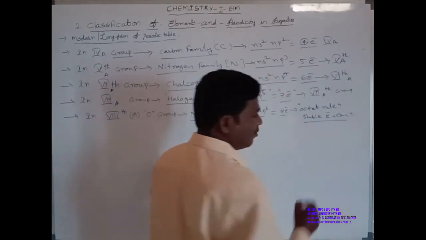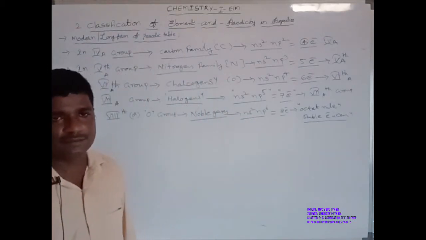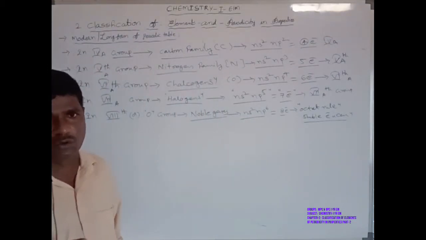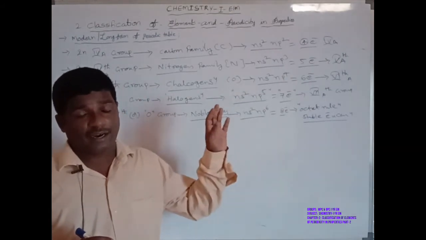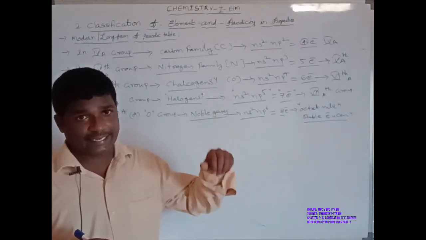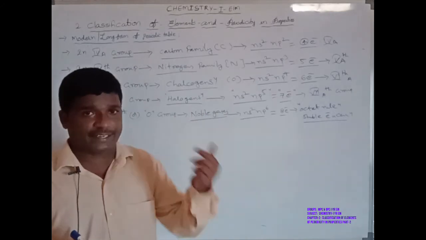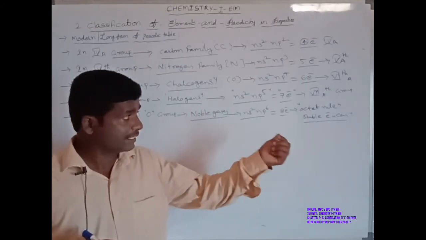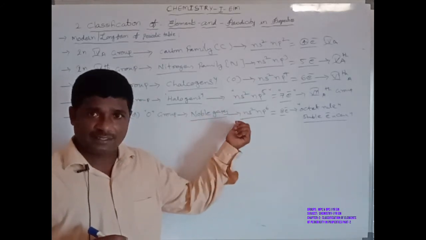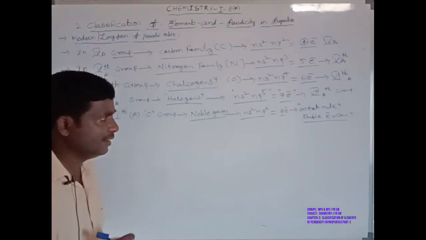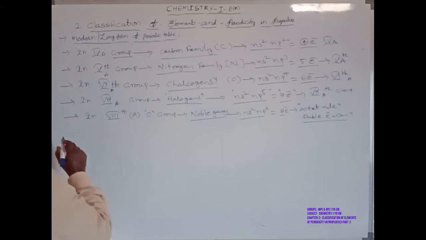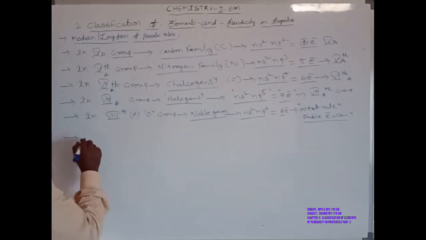In the modern periodic table, the zero group elements, or noble gases, follow the octet rule: the outermost shell consists of 8 electrons, or a full pair of electrons in ns2 and np6 electron configuration. So it is also called a stable electron configuration.